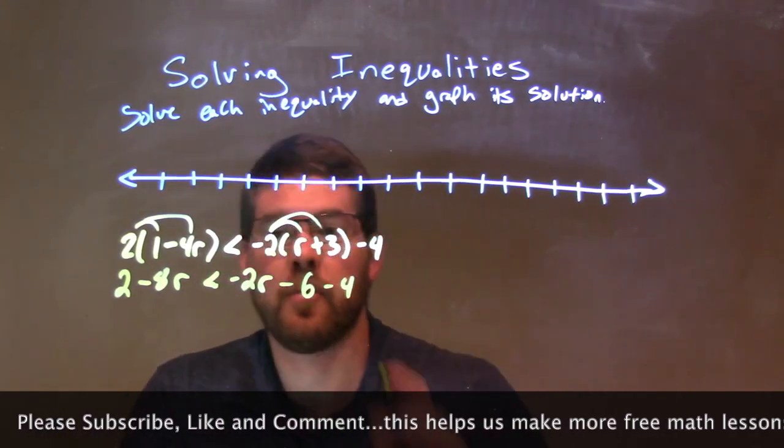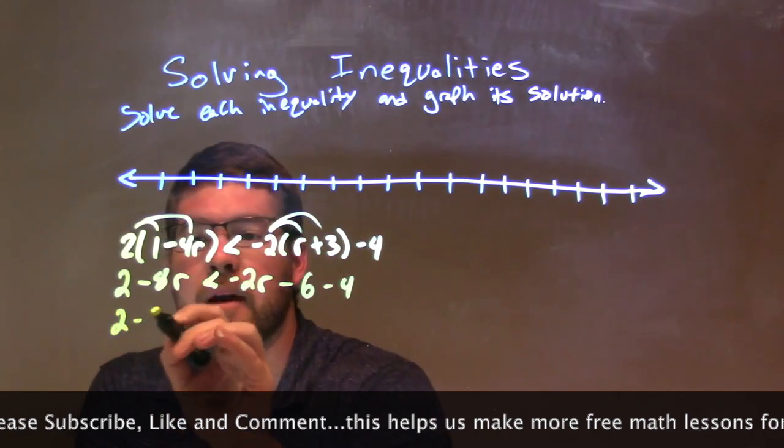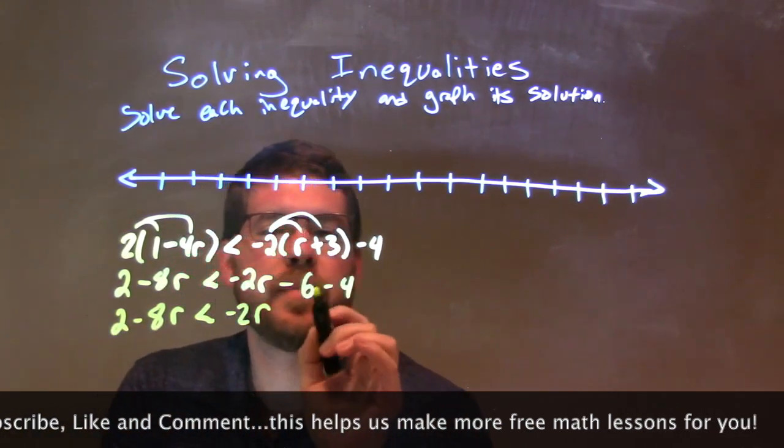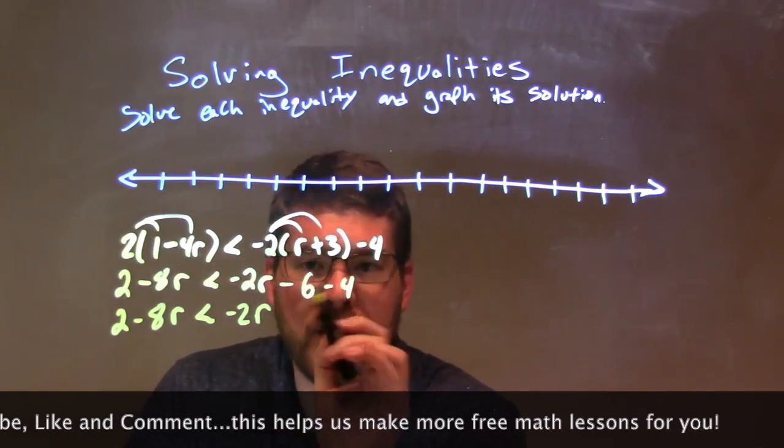Well, let's simplify the right-hand side a little bit. So we have 2 minus 8r right here is less than negative 2r, but negative 6 minus 4, right, is a negative 10.